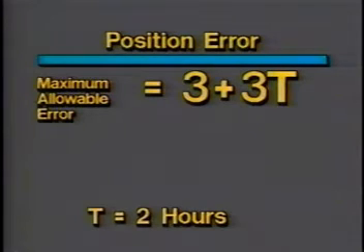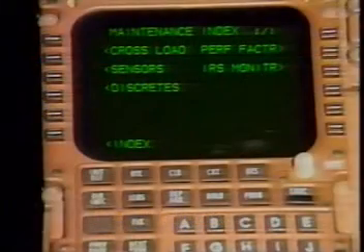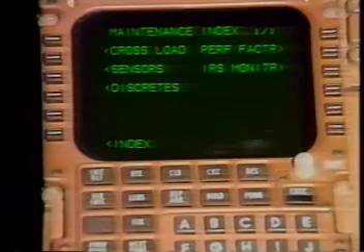To illustrate the formula, we'll assume that on the last flight, the time in the nav mode was 2 hours. Therefore, the maximum allowable position error is 9 nautical miles. The next step is to find the actual IRU position error. Press line select key 2 right to select the IRS monitor page from the CDU maintenance page index. Selecting the IRS monitor page displays the position error rate for each IRU in nautical miles per hour.